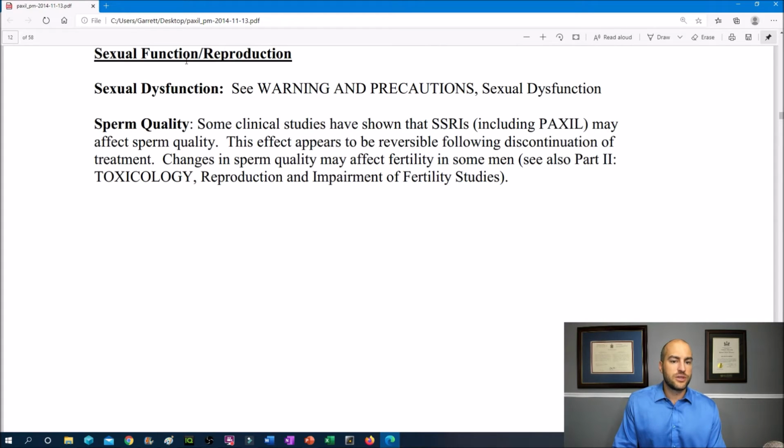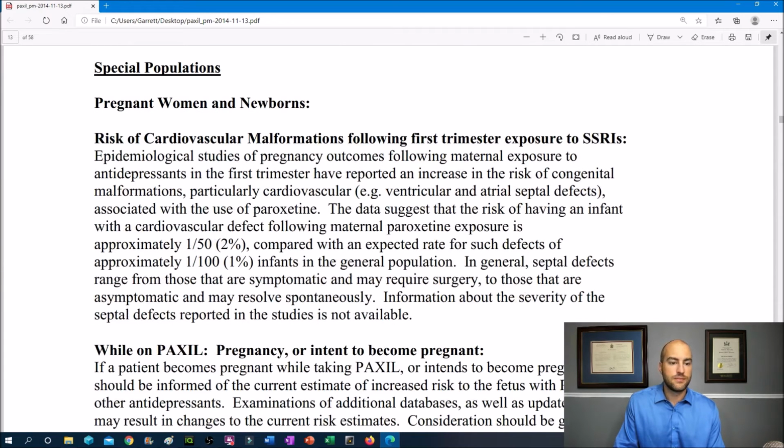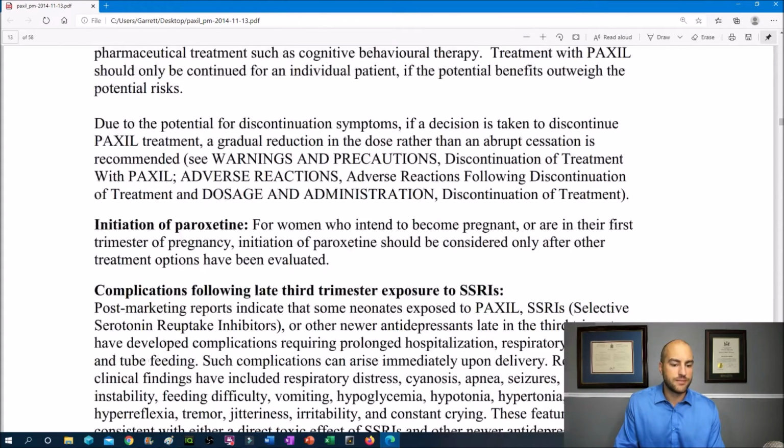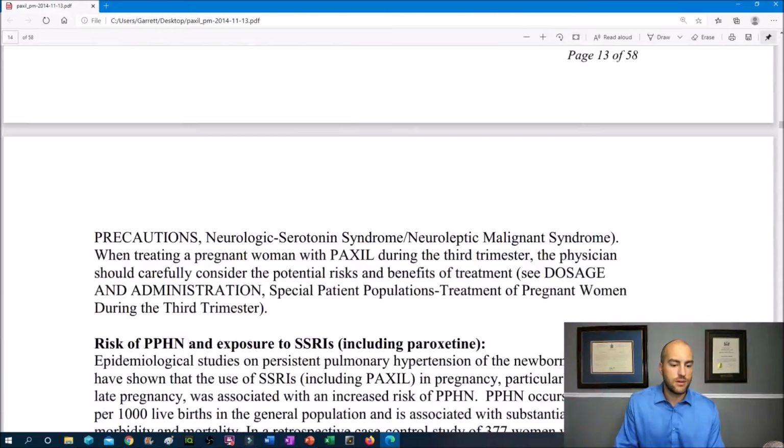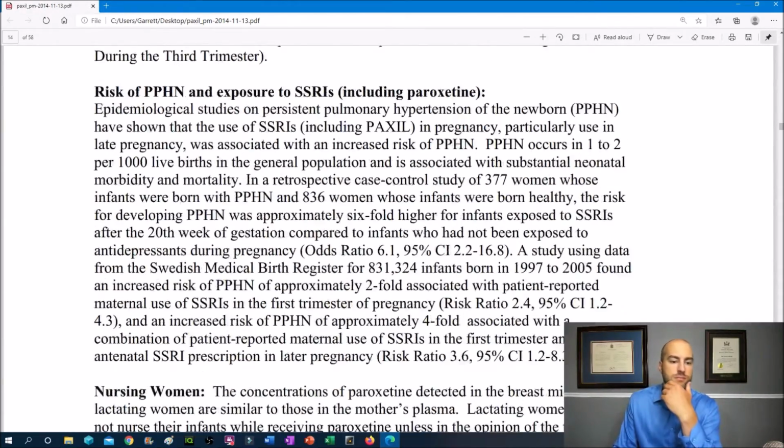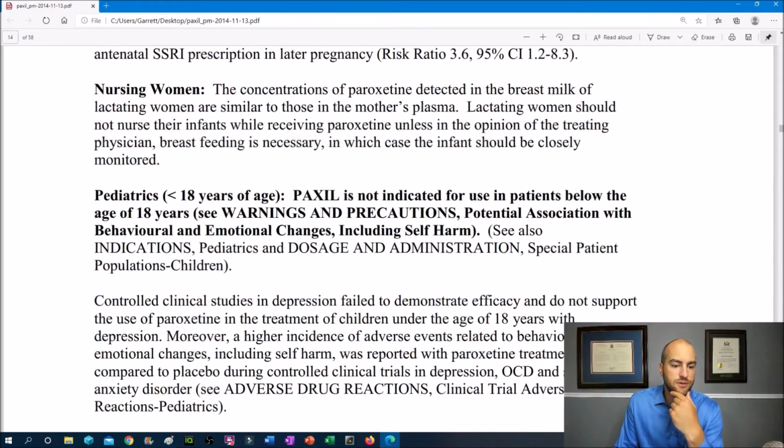All right, sexual function or reproduction. So sperm quality. Some clinical studies have shown that SSRIs, including Paxil, may affect sperm quality. This effect appears to be reversible following discontinuation of treatment. Changes in sperm quality may affect fertility in some men. Probably skip over pregnancy. Nursing mothers, we'll skip.